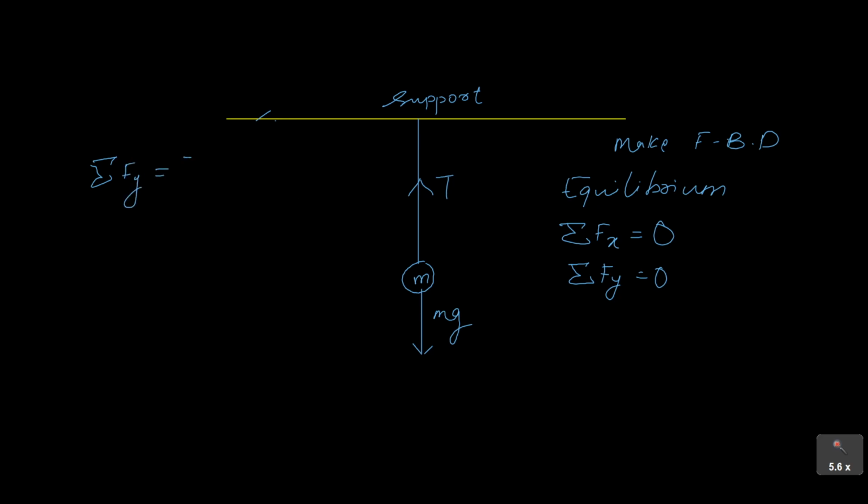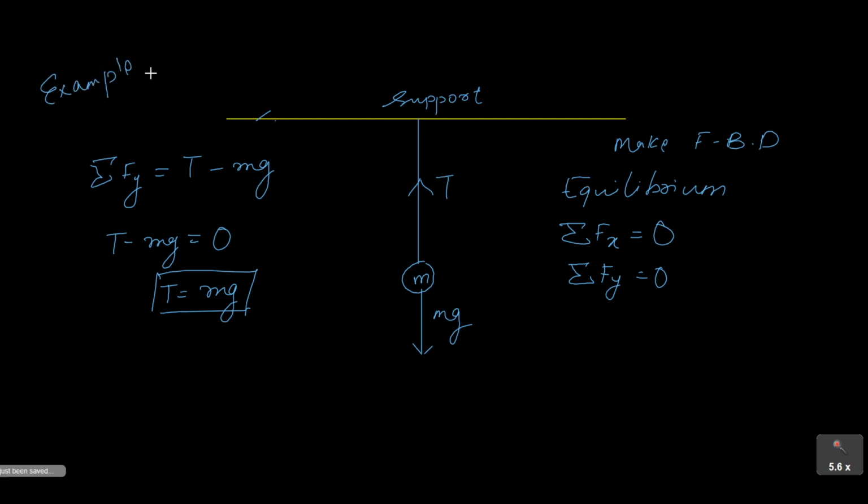So here the tension force is in the up direction and mg is in the down direction, so I use a negative sign out here. We know the summation of Fy is 0, which makes T minus mg equal to 0, or I can write tension force as equal to mass times acceleration due to gravity. Okay, so this will work out as our example number 2.